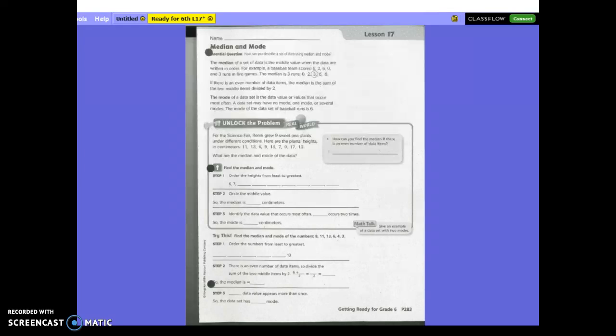Okay, we're looking at getting ready for 6th grade lesson 17, median and mode. How can you describe a set of data using median and mode? The median of a set of data is the middle value. This is the important part. Underline this on your paper. When the data is written in order.